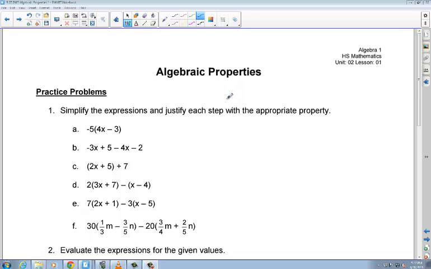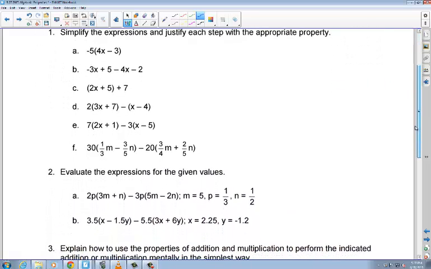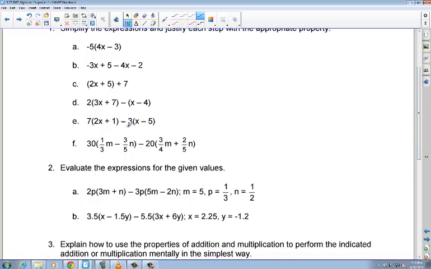Algebraic properties. This is the homework that was assigned, and I'm going to do hopefully a few questions. If I can get 2 in, that's fine. I'm going to do F. 30 times 1/3 M. So right here off to the side, I'll write 30 times 1/3 M.